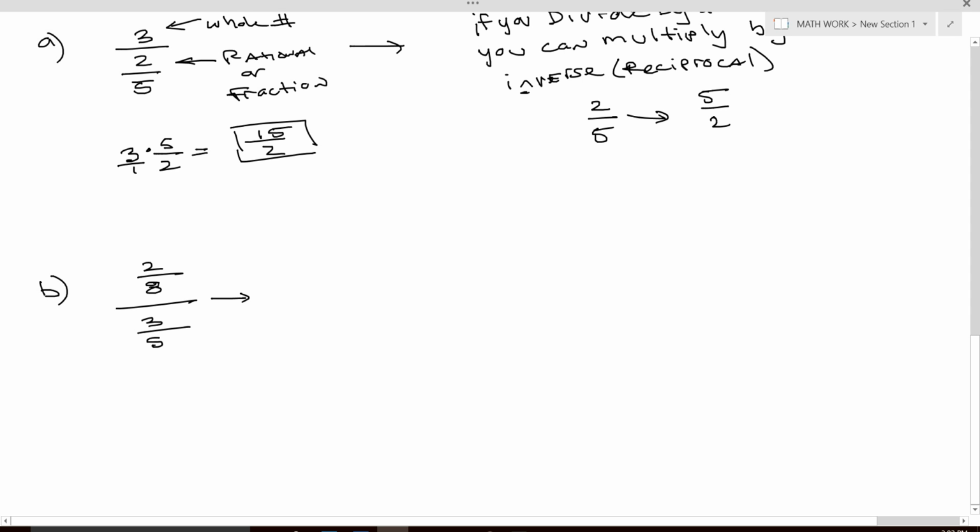So a fraction divided by a fraction, 2/8 divided by 3/5. Dividing anything by this fraction here, you can also multiply by its reciprocal. So I'm just going to take 2/8 on top, keep that consistent like we did the 3, the whole number, and then multiply by the reciprocal or the inverse of the denominator. So we have 3/5 in the denominator. We can just take its reciprocal, 5 over 3.